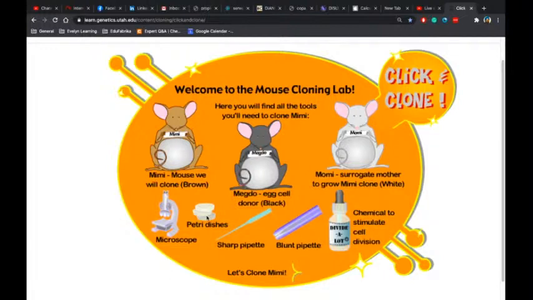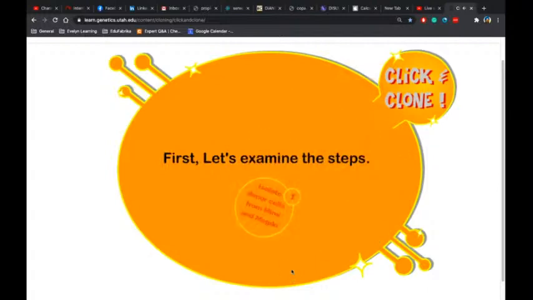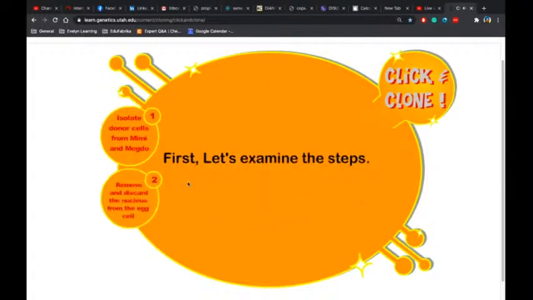We need some petri dishes, a microscope, sharp pipettes and blunt pipettes. Yes, blunt pipettes are also important here. And a chemical to stimulate cell division. So let's start. These are the various steps.